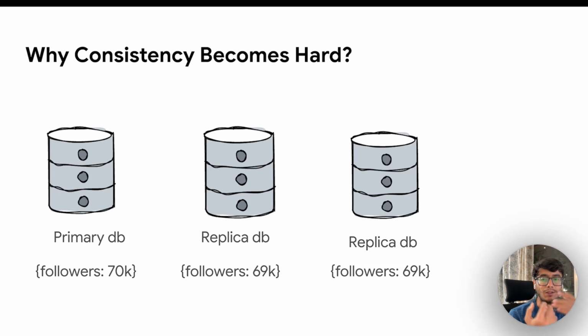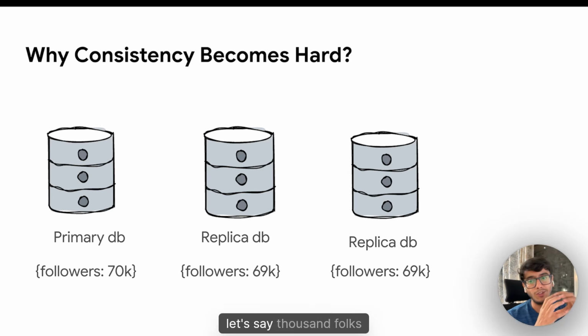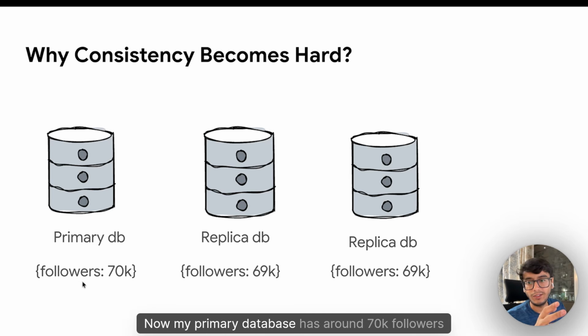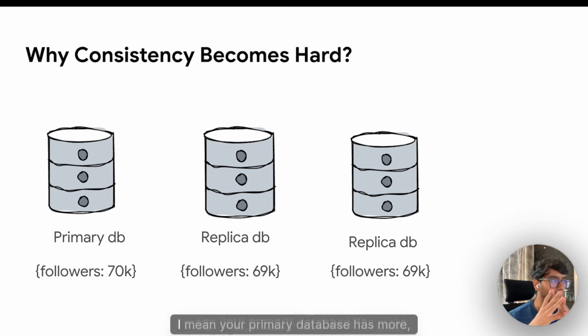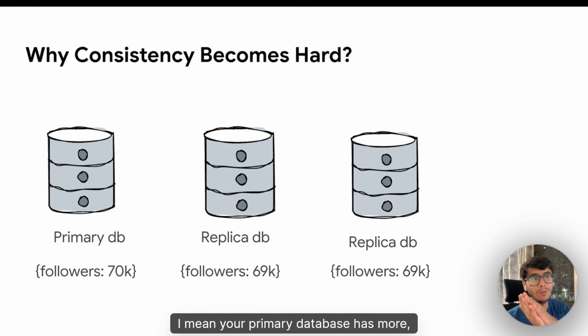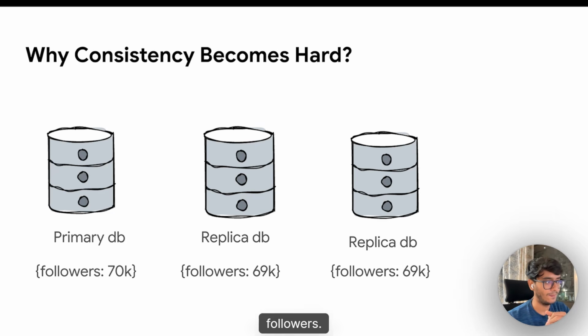So just recently, just after watching this video, let's say 1,000 folks went ahead and subscribed to me. Now my primary database has around 70K followers, but my read replica still has 69K. So this creates a consistency gap, right? Your primary database has the most recent number of followers, but your replica databases, which are like snapshots of your primary database, have a smaller number of followers.